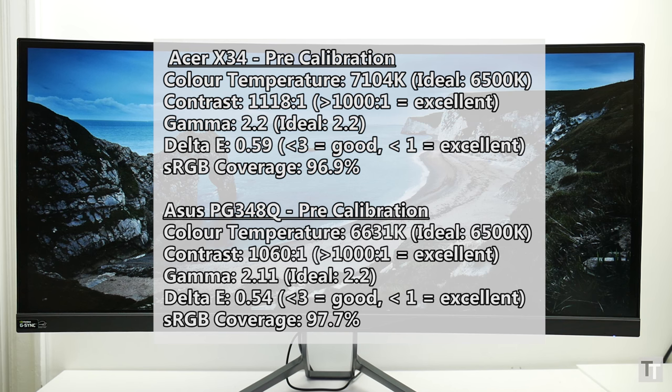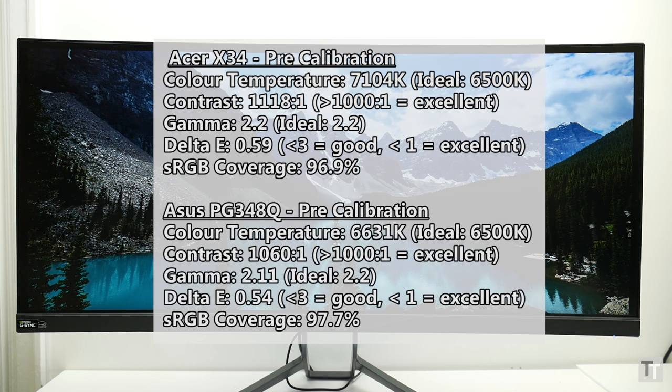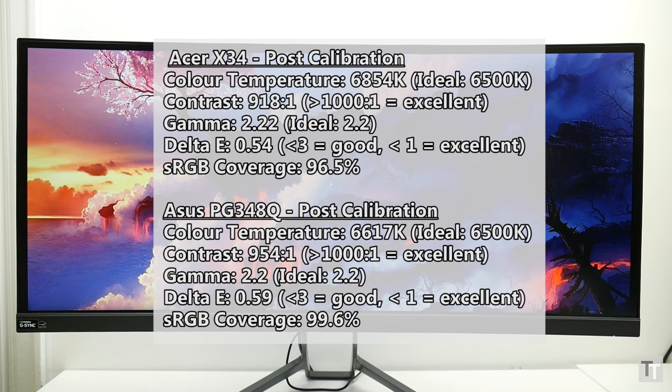What's more, the PG348Q arrives with less need to jump into the OSD in the first place, as its image quality is excellent right out of the box. The X34 though requires a bit of tweaking, as the colour temperature is some way off ideal. All that's required to put things right is to switch to the user colour mode and drop the blue channel by 3 or 4 points, but nonetheless the difference is there.